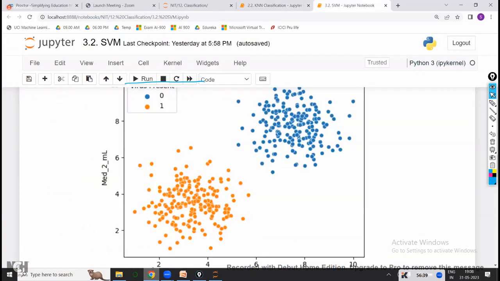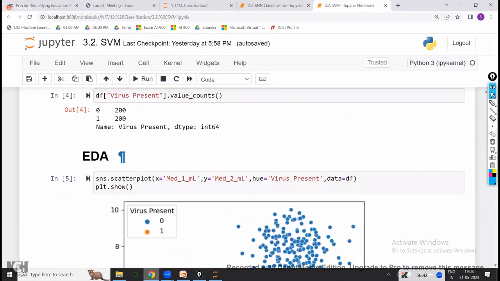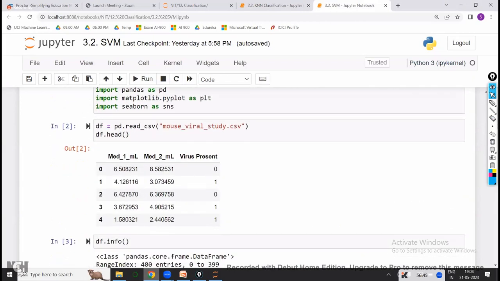Now, this is the data set where I'm going to work on the mouse viral study data set. Recently we have had COVID, right? In the COVID example, they released Covaxin and Covishield. These are the two medicines released into the market. Before releasing into the market, they have to test, initially on the mouse.